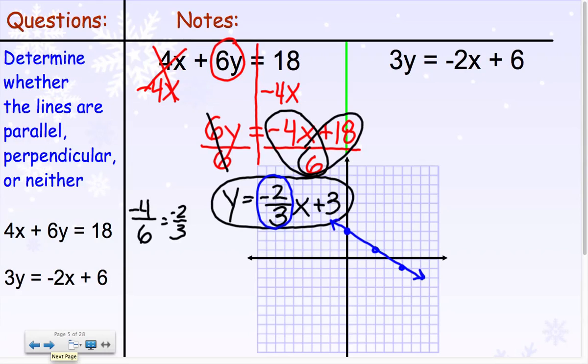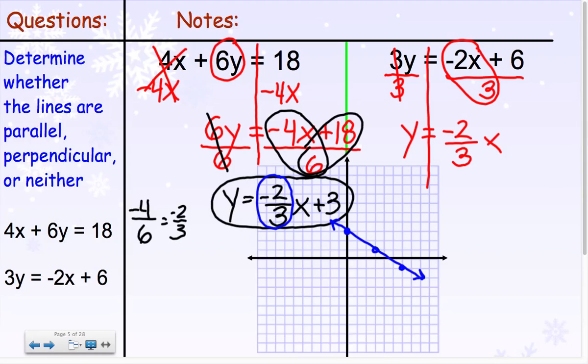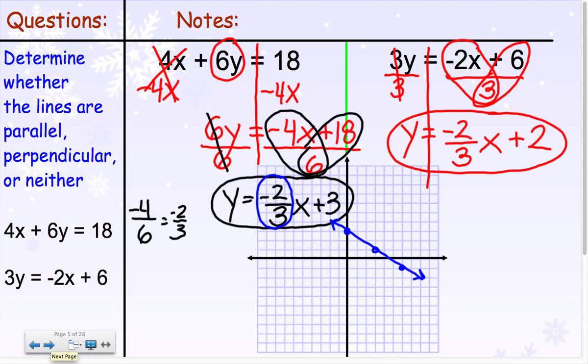All right, my other equation is also not in slope-intercept form, so I'll draw my train tracks. This time I just have to get rid of the 3 to get y alone, so I can put a 3 underneath. If I do my heart, negative 2/3, that doesn't divide nicely, so leave it as a fraction. 6 over 3 is positive 2. My slope in this equation is negative 2/3. If I graph that, I put a dot on positive 2, rise negative 2, run 3, rise negative 2, run 3.